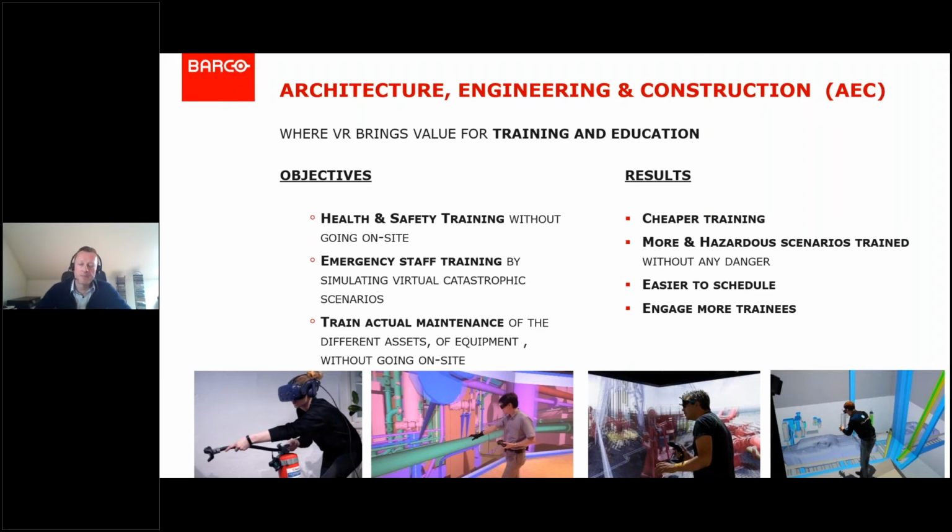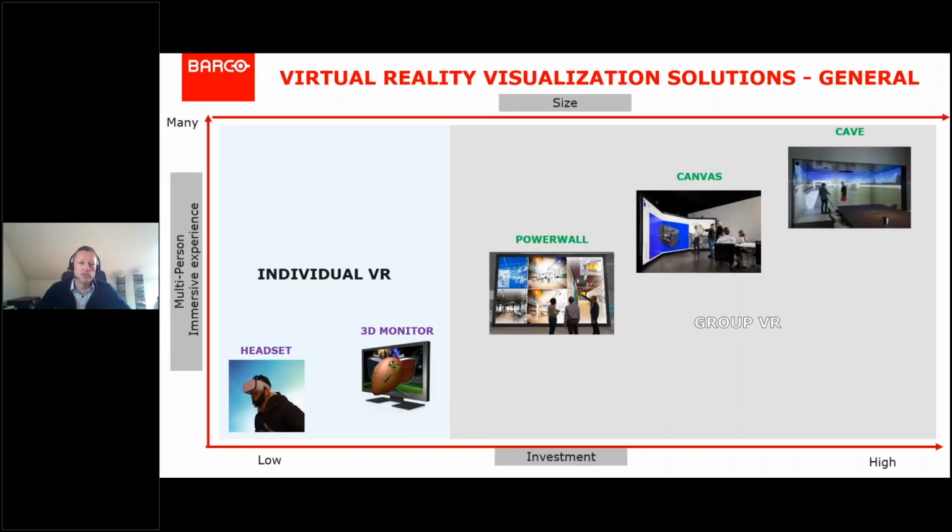Now, in terms of visualization solutions, with the next slide, I've tried to summarize on one slide what kind of visualization and display solutions are on the market today, helping you to bring over your message in 3D. Most of you are probably aware of what is in the left bottom corner here, which is the headset.